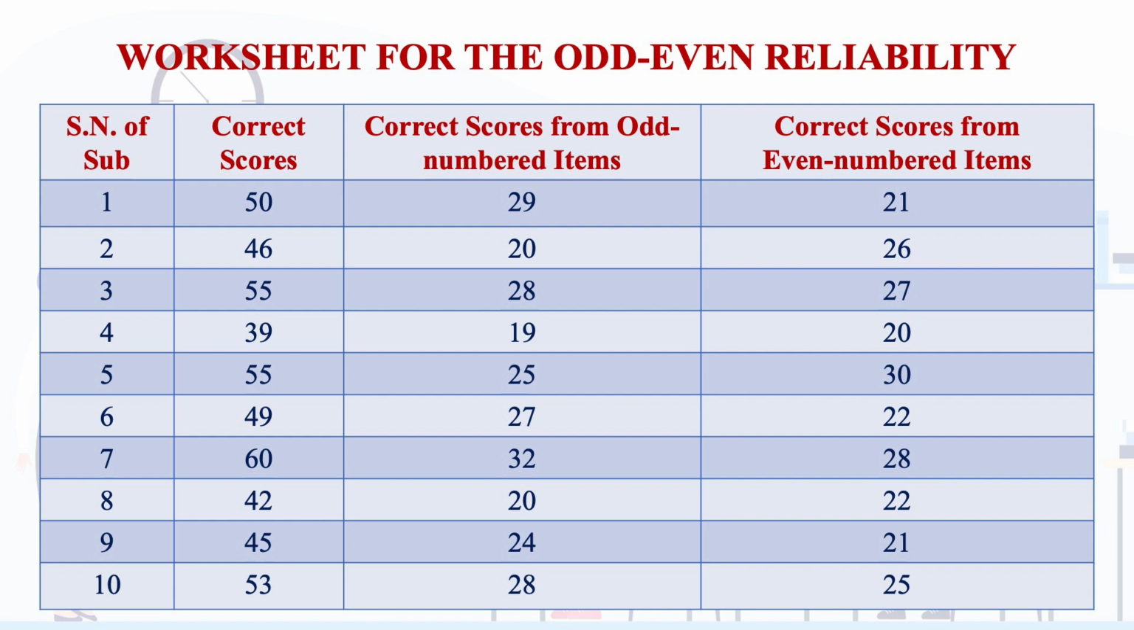Then accordingly, for subject 2, the total score is 46, with 20 from odd items and 26 from even items. Then you have to split the total score into two equal halves. In this way you can find two groups of scores. Earlier there was one group of scores, and you made it two groups. So you have to make the whole score into two equal halves, and after doing this you have to use the formula. That is called the reliability of the whole test.